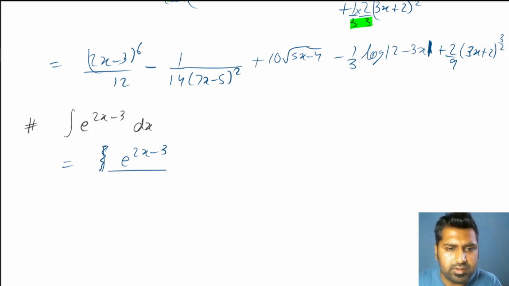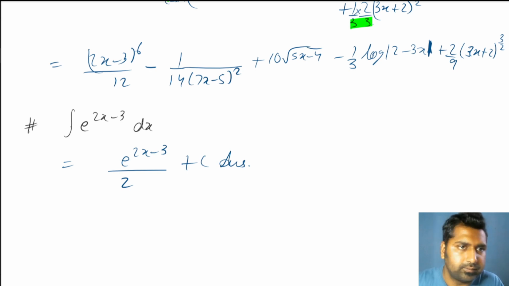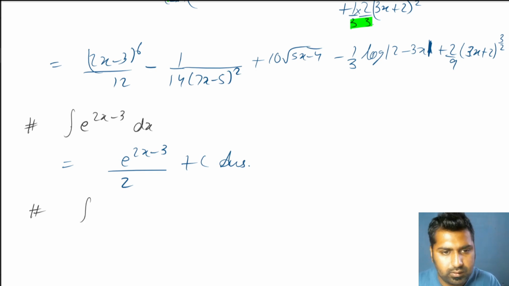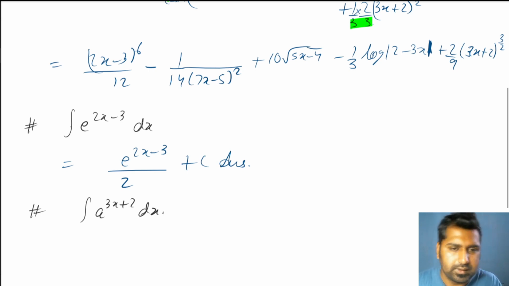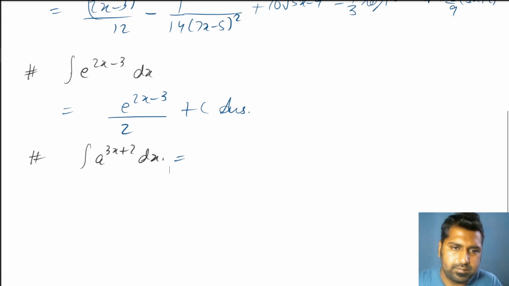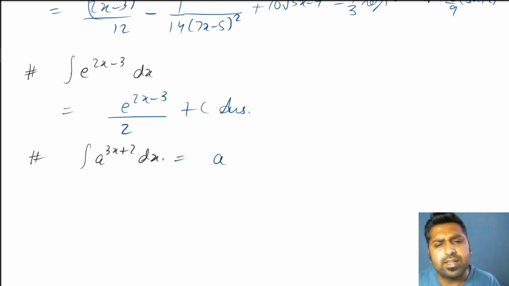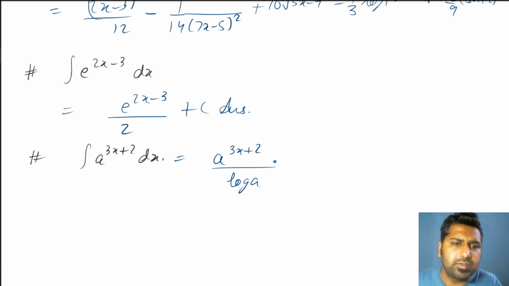additionally you will have a division factor of the coefficient of x, that's 2, plus c. A raised to power x integration is a raised to power x divided by log a, so this will also remain the same. Additionally you have division of log a, and remember to put down the coefficient of x.